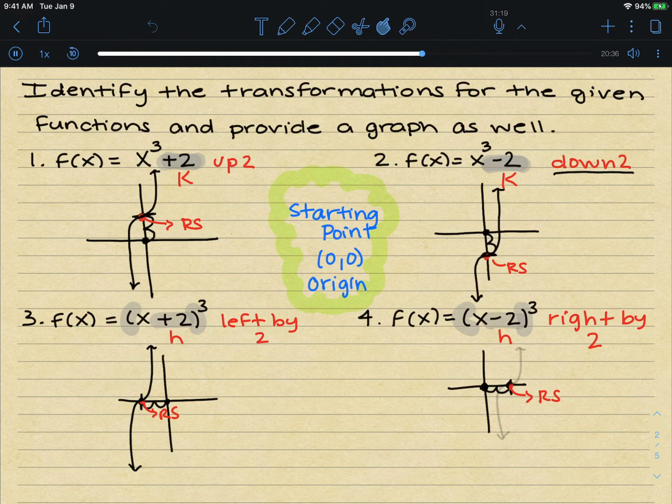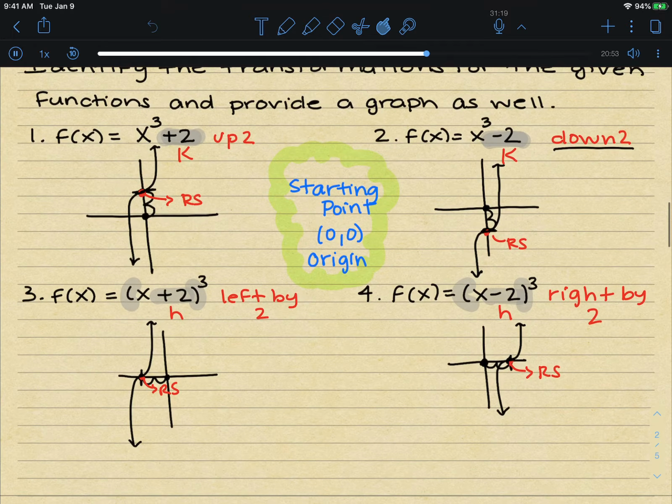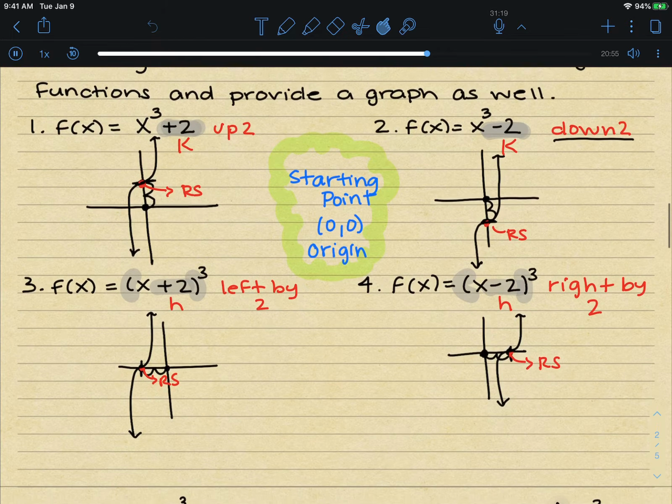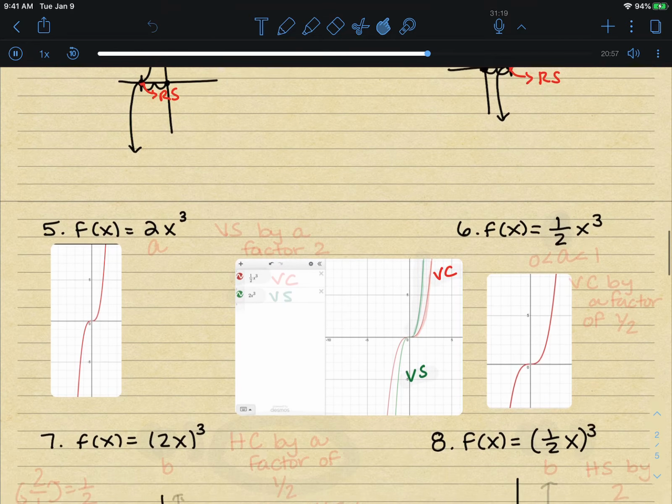So now I go from the bottom to the rotational symmetry, meet at the rotational symmetry, and then make it go upwards. And that right there is kind of like how you graph these functions and identify the transformations. Now we move on to more examples.